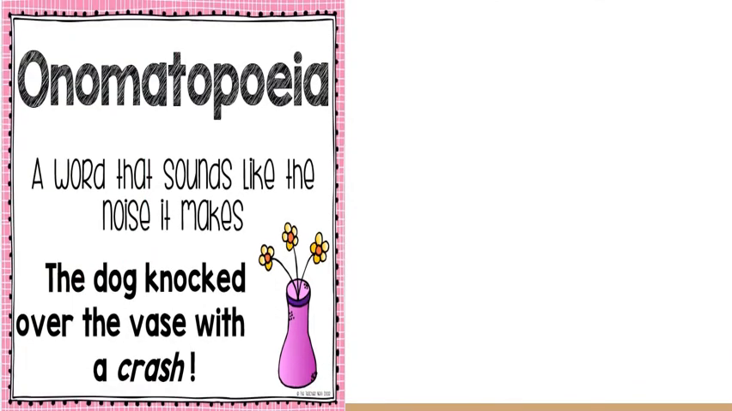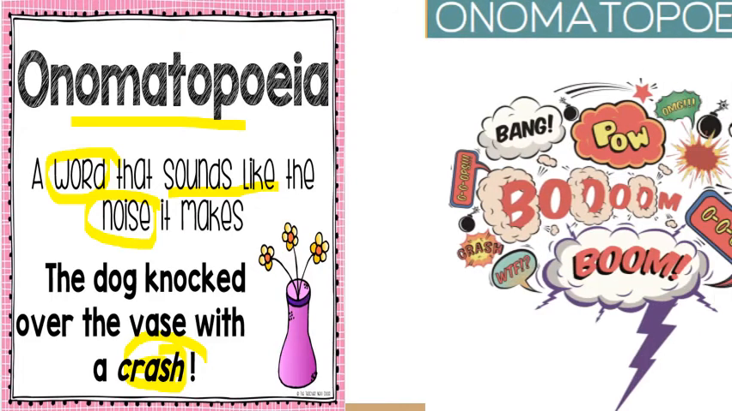Now we're going to look at our last sound device, onomatopoeia. That can either be a word or a group of words, very rarely, but a word that sounds like a noise. They're also sometimes called sound words. So in my example sentence here, the dog knocked over the vase with a crash. Crash. Here is my sound word.